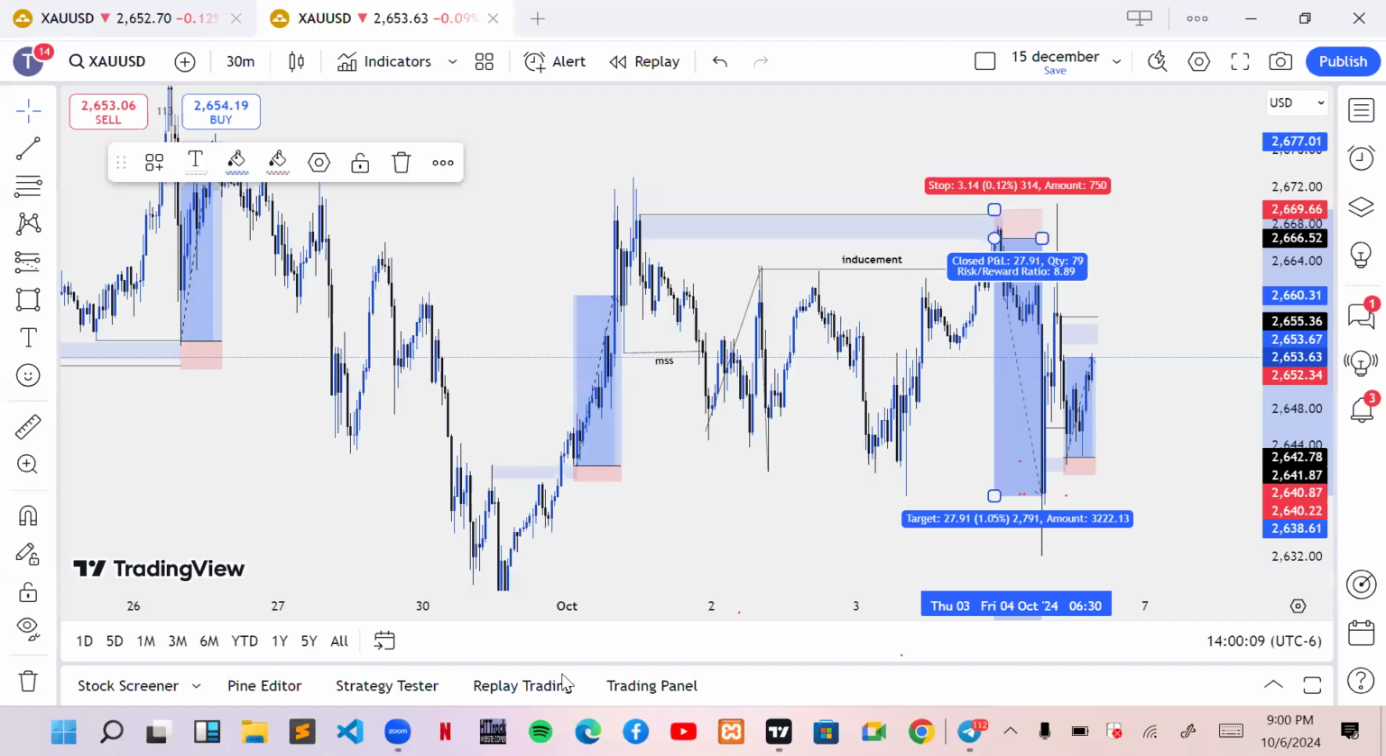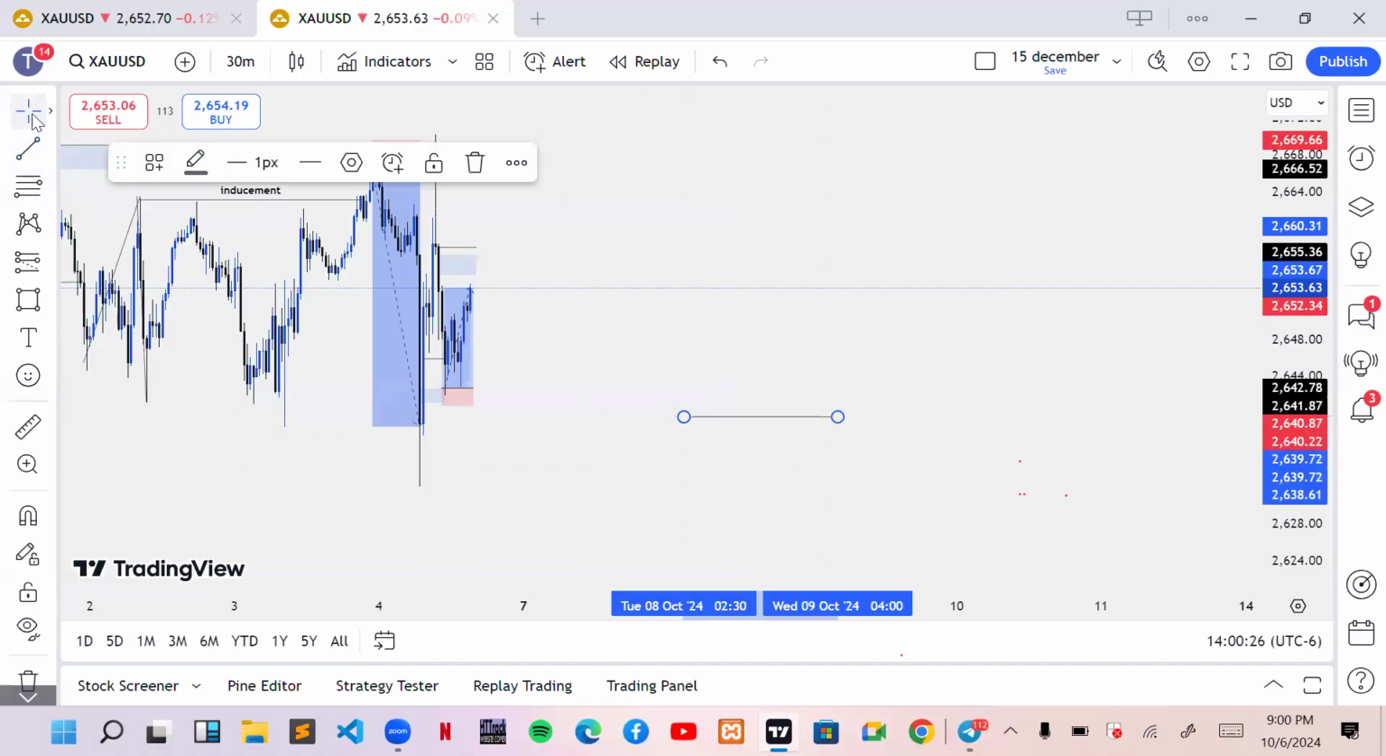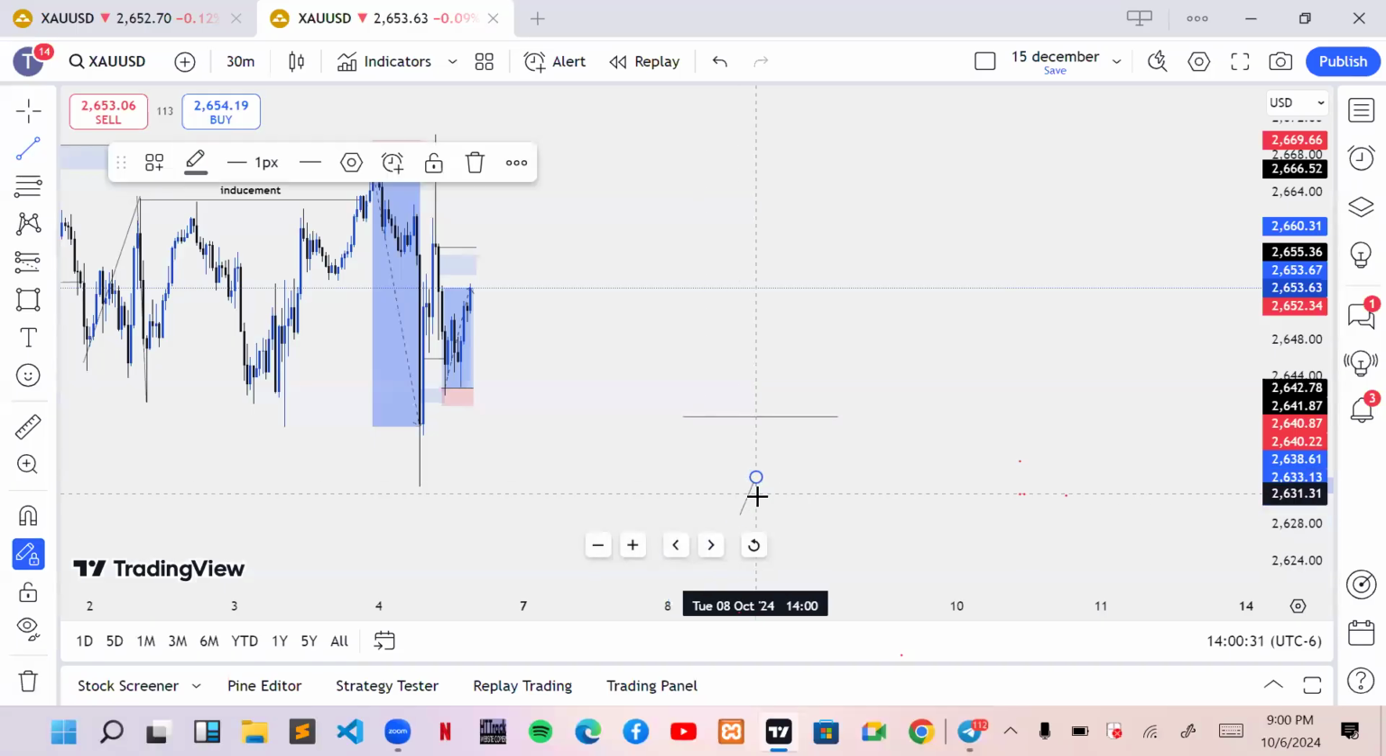How do you know a valid pullback after inducement? Okay, like I said, a valid pullback needs to push market close to at least 50% or above of the last move. Let's say this is a resistance level, and the market was making higher highs and higher lows. The market does something like this, breaking this zone. So there was a break of structure.